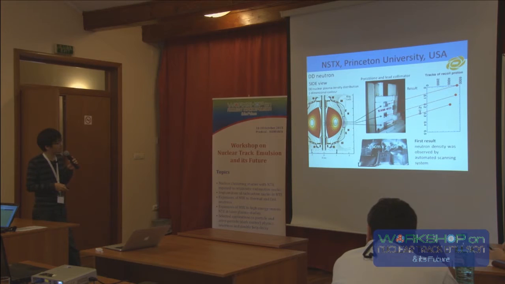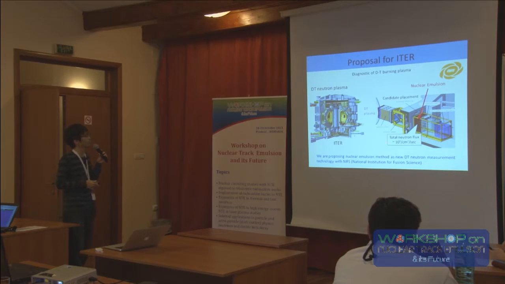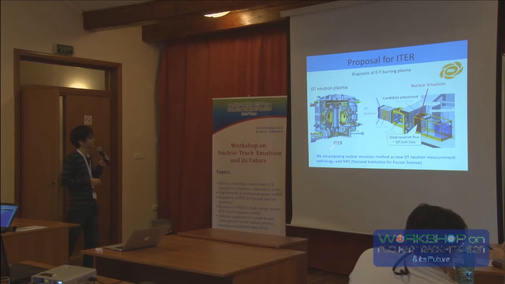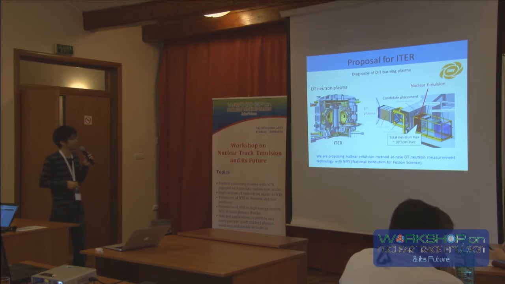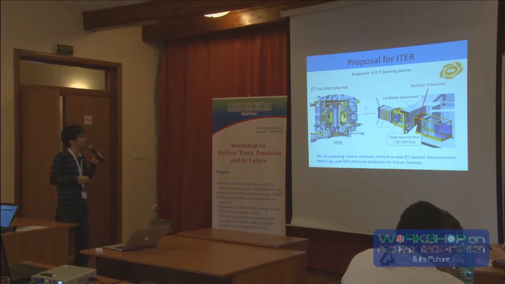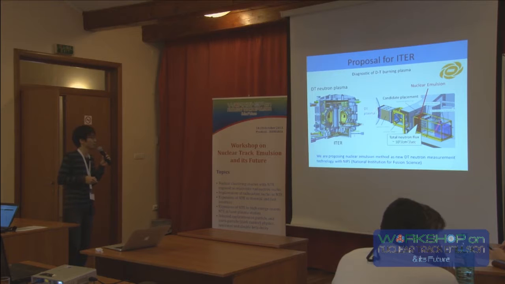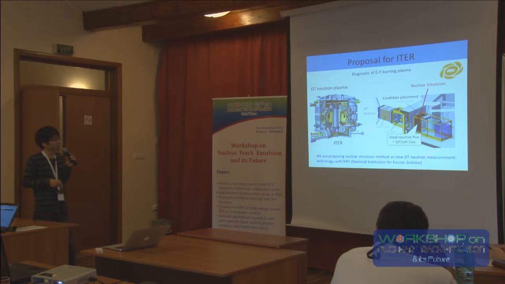And now we are proposing the nuclear emulsion method as a new DT neutron measurement technology with NIFS. NIFS is the National Institute for Fusion Science in Japan. So we are proposing it to ITER. This is ITER, and this is the candidate placement of the nuclear emulsion detector. At this position the total neutron flux is about 10^9 per square centimeter per second. So it is enough flux for the emulsion measurement. So we can measure neutron spectroscopy and imaging in this placement.